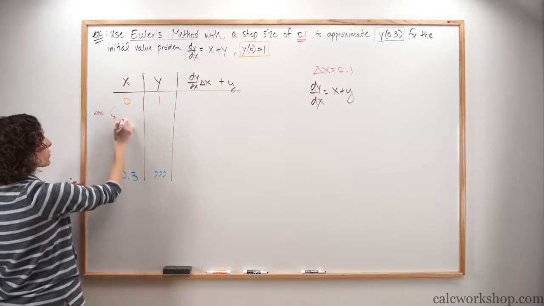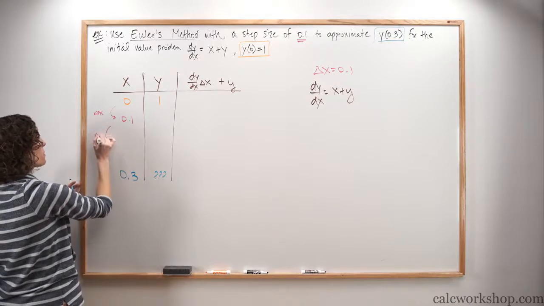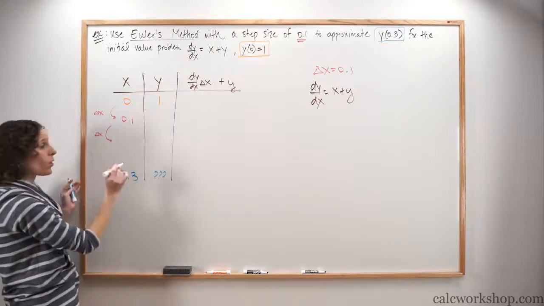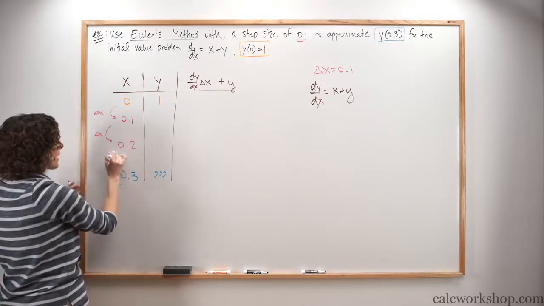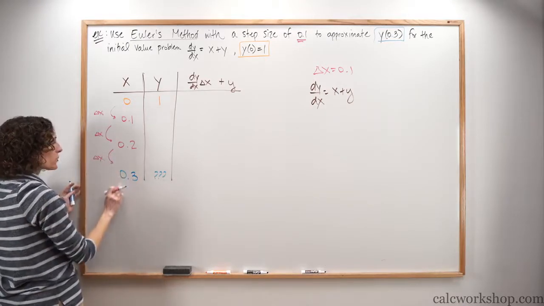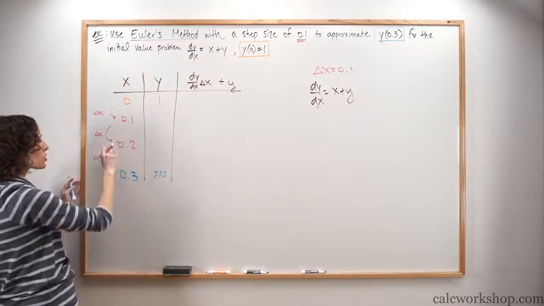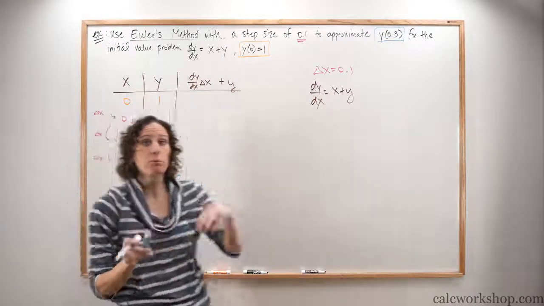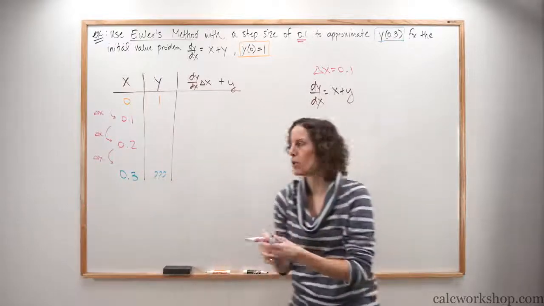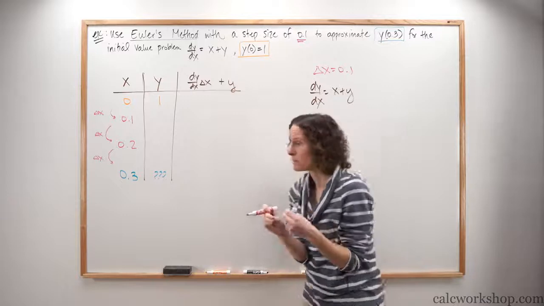So 0 plus 0.1 is 0.1. We're going to take another step, and 0.1 plus 0.1 is 0.2. And then finally, we'll take another step, and 0.2 plus 0.1 is 0.3. Notice that each step is a step of 0.1. We want to be small. So again, it's like you're climbing a staircase where the steps are really, really teeny.